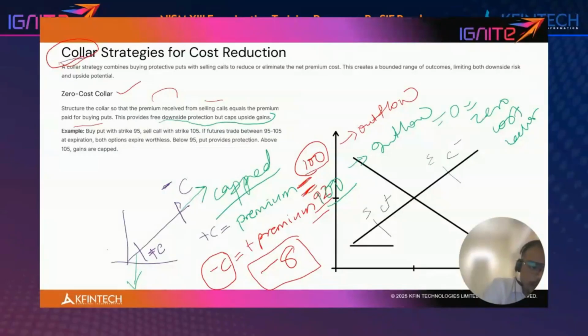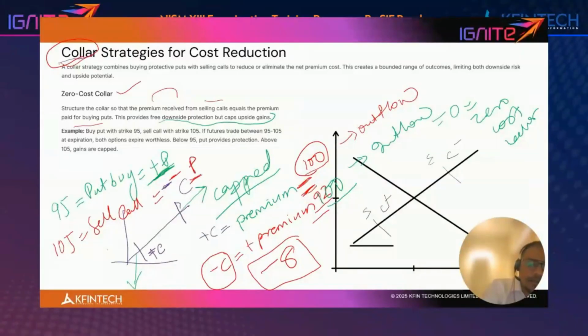Buy a put with strike 95. So 95 put buy. So here you're paying the premium. Sell the call with strike 105. 105, sell the call. So here you are getting the premium. Suppose at expiry, both options expire worthless. Below 95 the put provides protection, above 105 gains are capped.